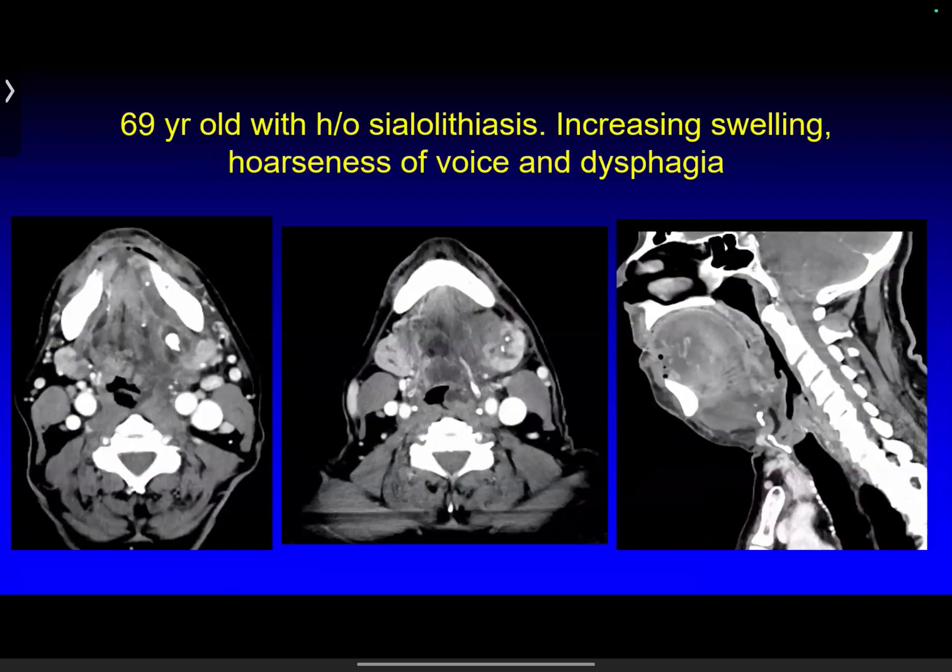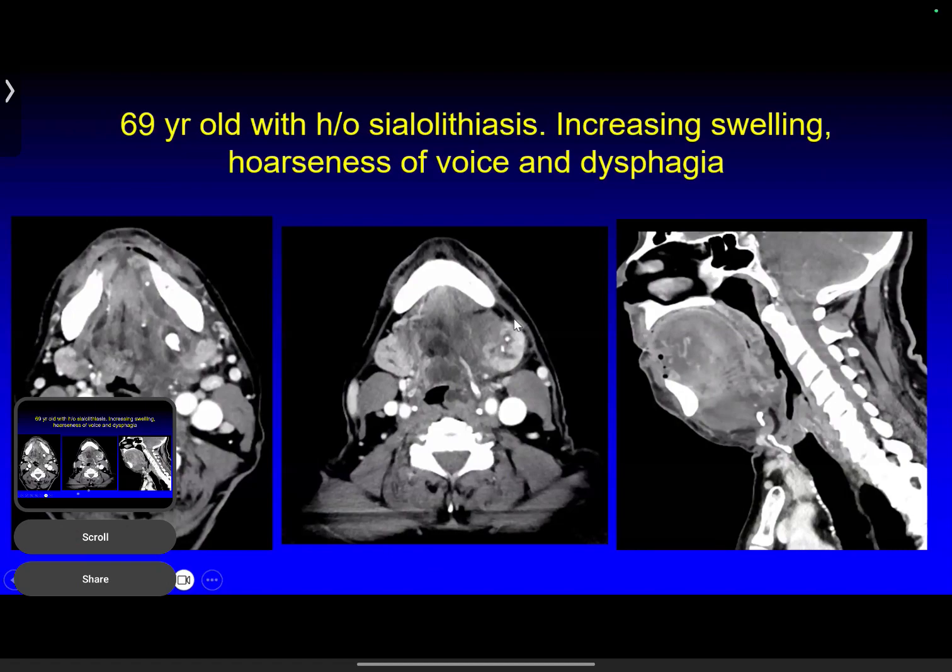The next patient in the ER is a 69-year-old with history of sialadenitis and now presenting with increasing swelling, hoarseness of voice, and dysphagia. Axial CT neck with contrast at the level of the mandible. You can see diffusely enlarged hyper-enhancing left submandibular gland with ductal dilatation and multiple radiopaque calculi, consistent with sialadenitis, with mild inflammatory changes surrounding it.